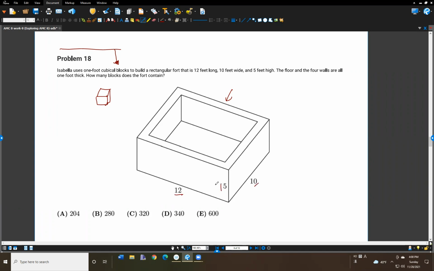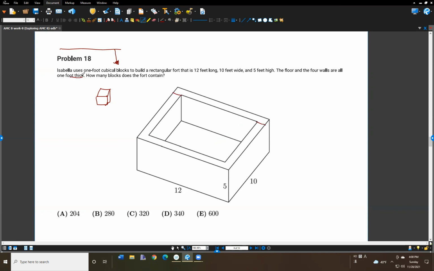Okay, we need the blocks to build what? The walls over here. This wall, this wall, and the bottom too. But there's no top. Okay, top is what? Nothing. Okay, all right. So which is the best way? Which way is the best way? Maybe you can divide this way, this way.